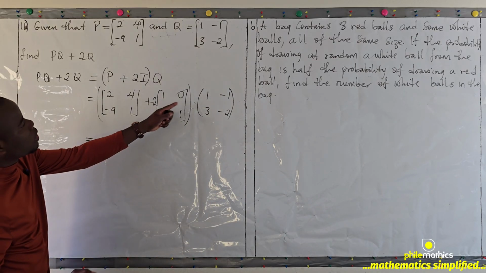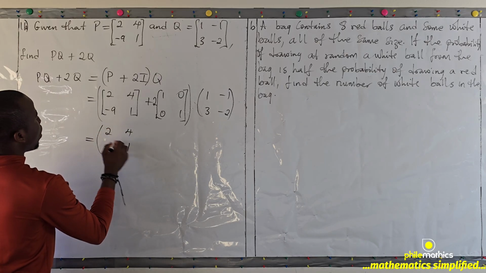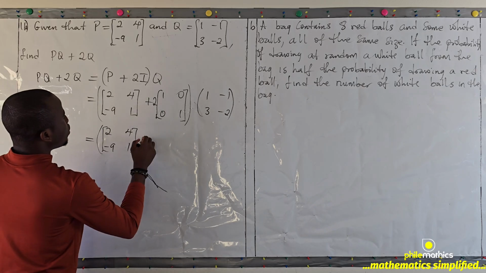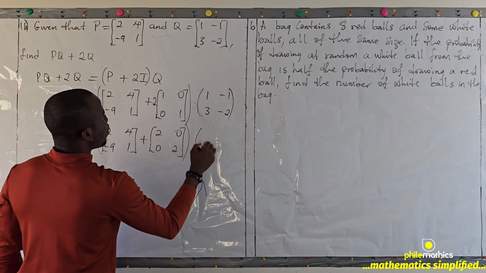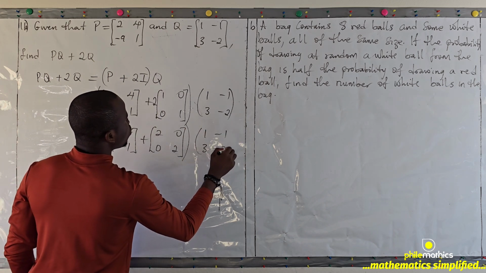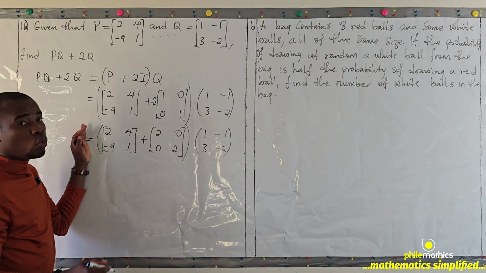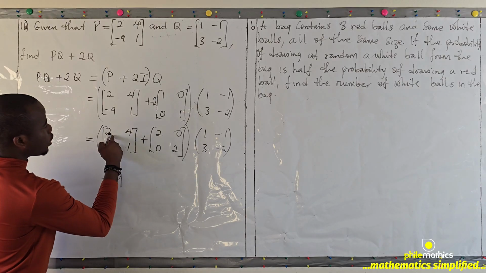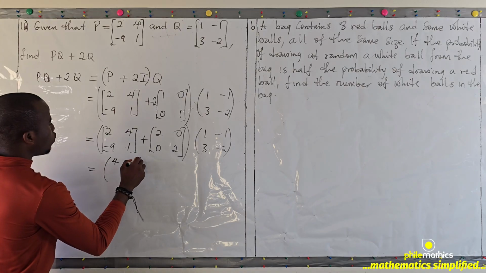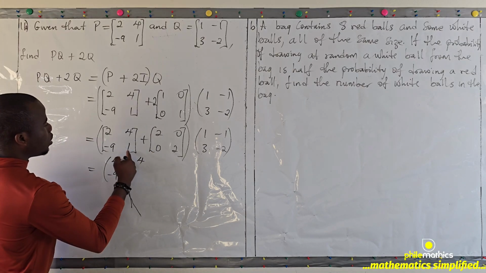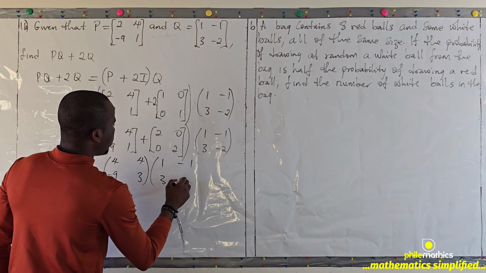And so if you multiply this, you get [2, 4; -9, 1]. If you open this, this is [2, 0; 0, 2]. And then you multiply with Q, [1, -1; 3, -2]. If you multiply this Q from the left, you will be wrong. So if we add this, just correspondingly, 2 plus 2, we have 4. 4 plus 0, 4. Minus 9 plus 0, minus 9. 1 plus 2, 3. And then multiply with our Q, [1, -1; 3, -2].